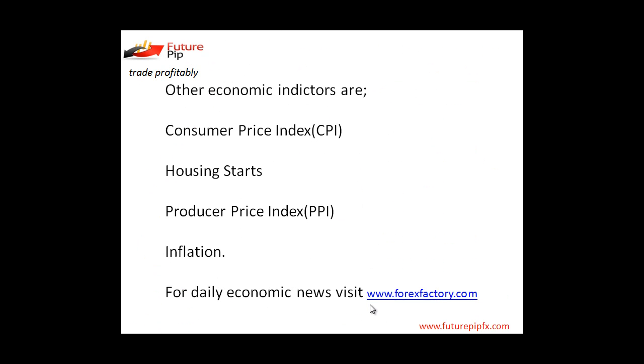Other economic indicators are consumer price index CPI, the housing start, the producer price index PPI, inflation, and so on and so forth. If you want daily economic news, you go to forexfactory.com, and then you have daily economic news. It's a calendar of what will happen tomorrow, the next week, the next month, next year, and so on and so forth.